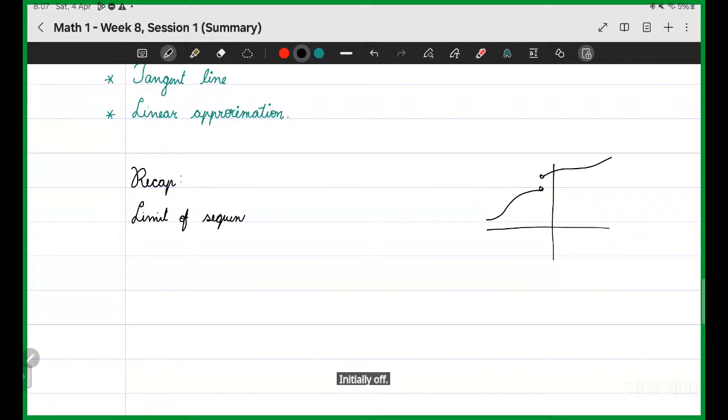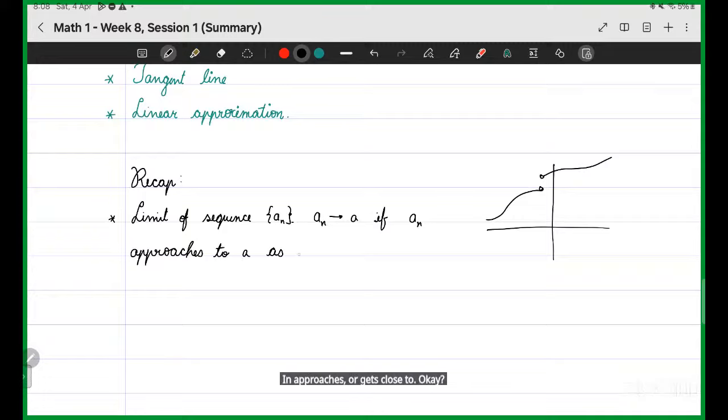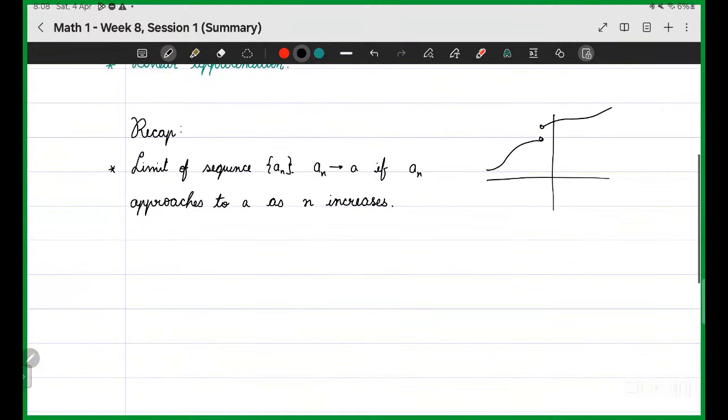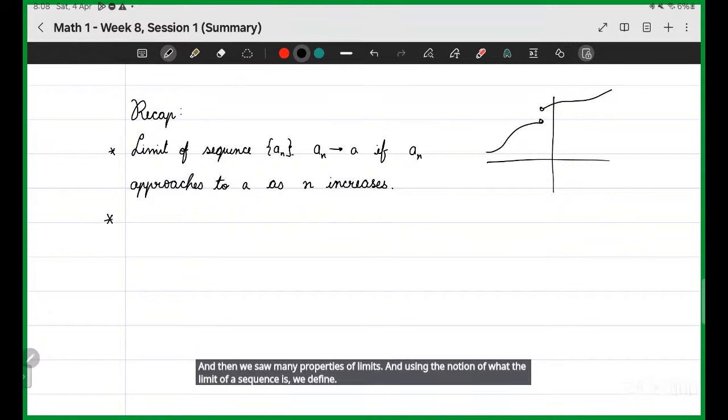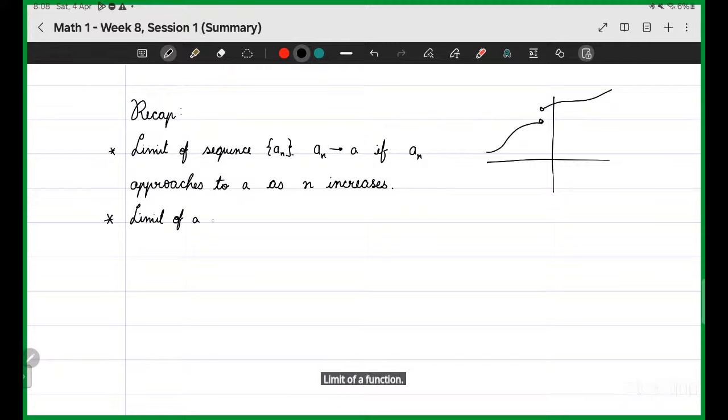initially of sequence of real numbers. We loosely put it down as a_n converges to a if a_n approaches or gets close to a as n increases. And then we saw many properties of limits. And using the notion of what the limit of a sequence is, we defined limit of a function at the point a.